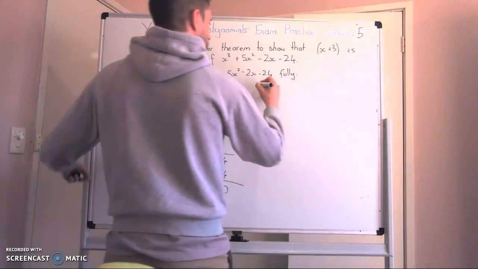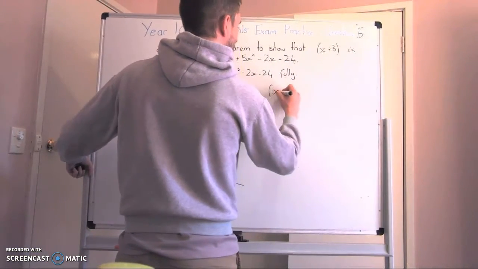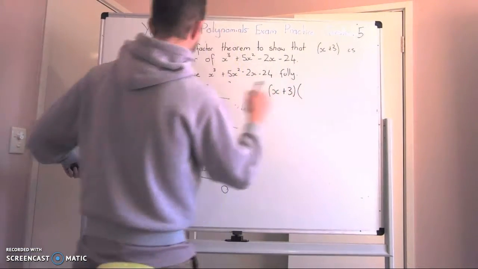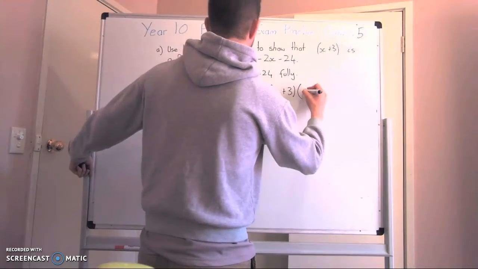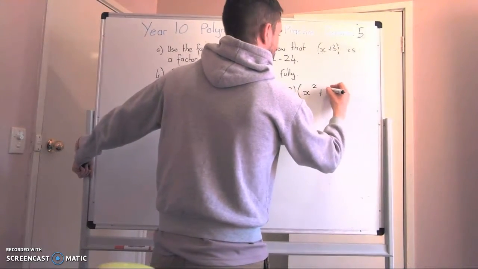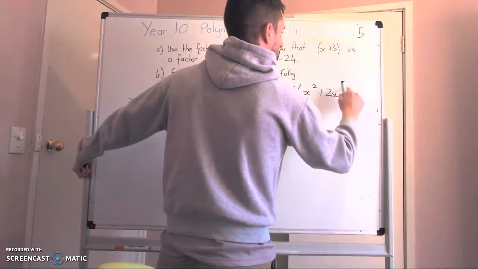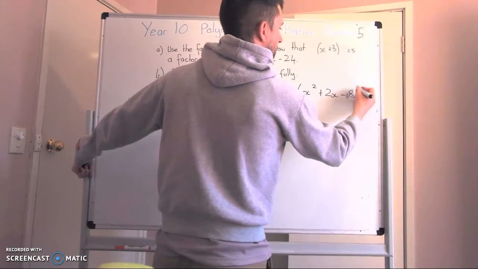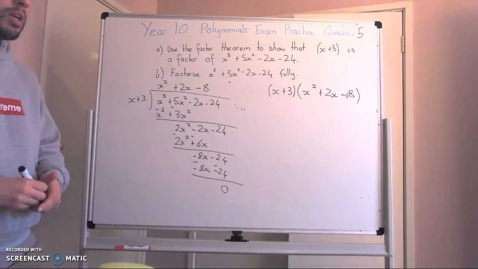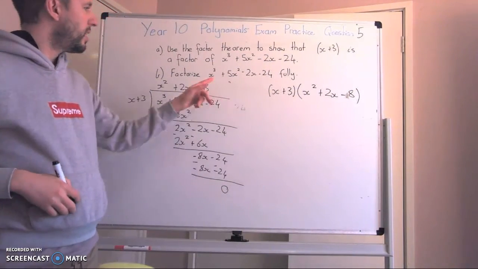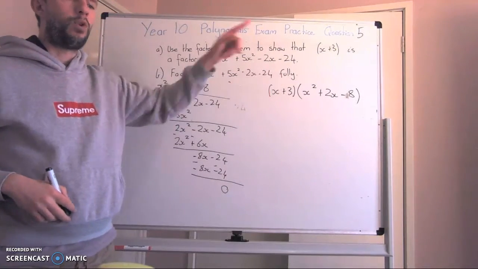This gives it to me in this form: x plus 3, and I have my quadratic, x squared plus 2x minus 8. But the only thing is that it's asking us to factorize fully.